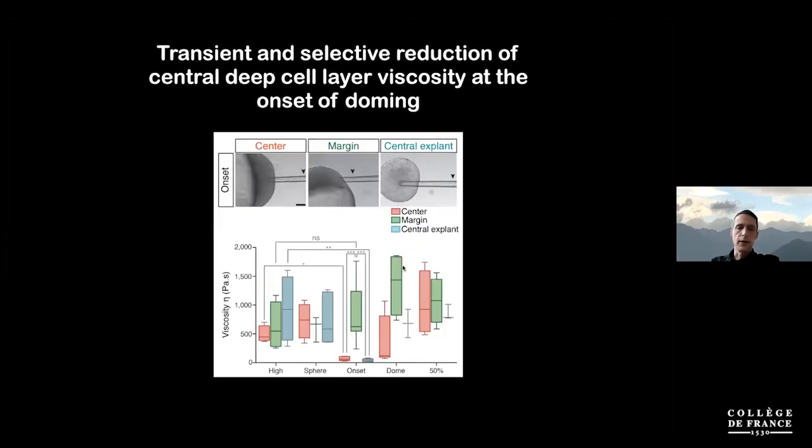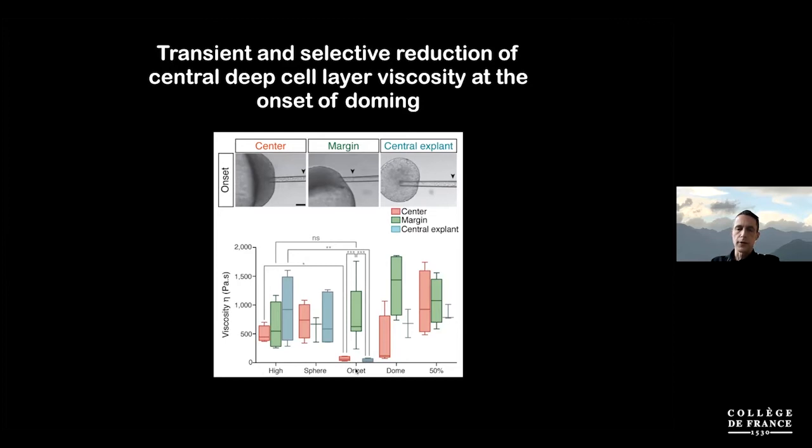So what Nicoletta then did is she used a micropipette aspiration assay to determine the viscosity of the deep cell tissue, essentially by aspirating deep cells into the pipette. And she did it at different stages, before the onset of doming and after the onset of doming. So these two stages are before the onset of doming, and this is after. And this is right when doming is setting in, when the tissue begins to spread.